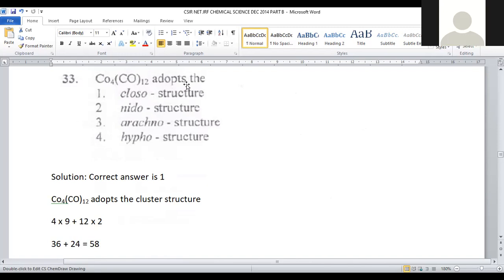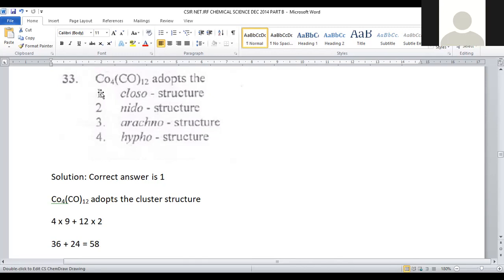Now let us move on to question number 33. Co4(CO)12 adopts... So this is a kind of system called a metal polycarbonyl system. Whatever the carbonyl system is, carbonyl being neutral in nature, the central metal will always be associated with a zero oxidation state. Then, Co4(CO)12 adopts what kind of cluster structure? That is to be predicted: closo, nido, arachno, or hypho.